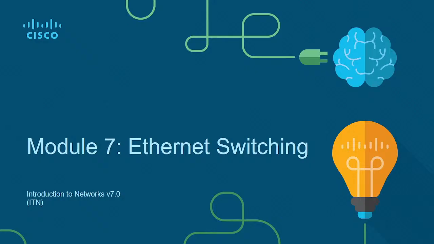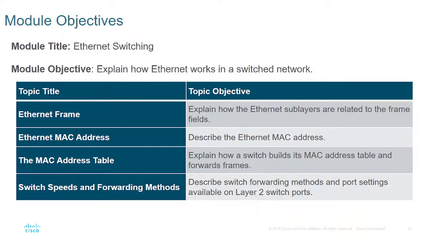So today we are going to be looking at Ethernet switching. Our objectives for this class are: one, we're going to be looking at what an Ethernet frame is. We'll be explaining how the Ethernet sublayers are related to the frame fields. We'll be discussing the Ethernet media access control address. We are going to be looking at the MAC address table. Here we're going to be looking at how a switch builds its MAC address table and forwards the frames.